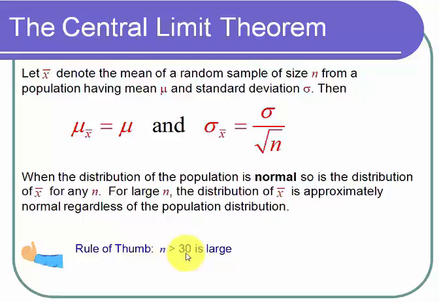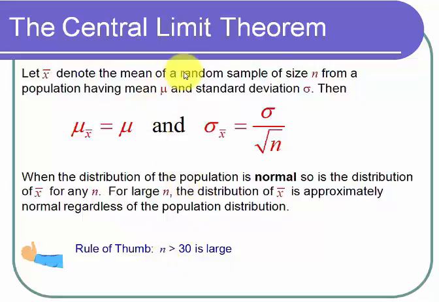Some people consider 25. I like 30, it's a little safer. If you really want to be safe, then give large sample sizes, bigger than 100. But for our class, we're going to just let 30 be good enough for our approximation. This is the most important theorem of the entire class. It allows us to do a lot of things.